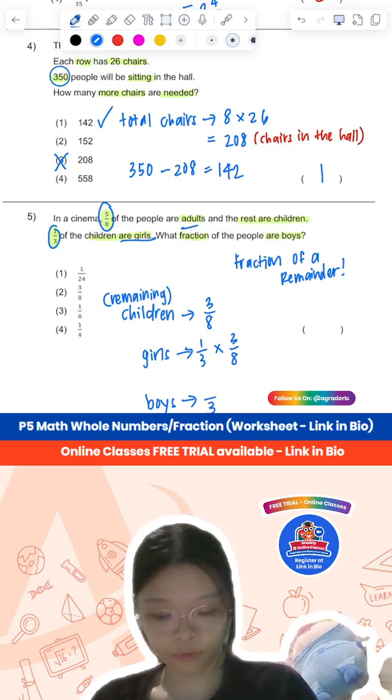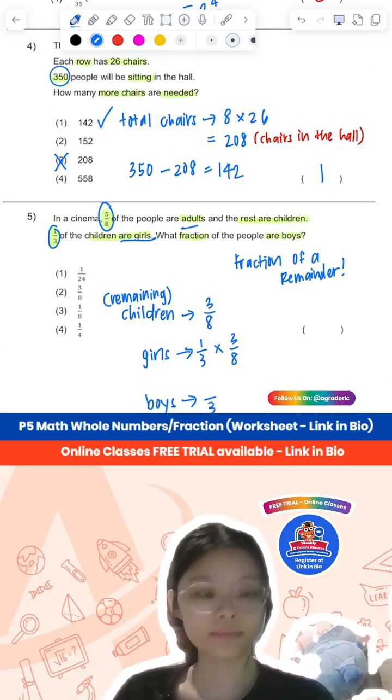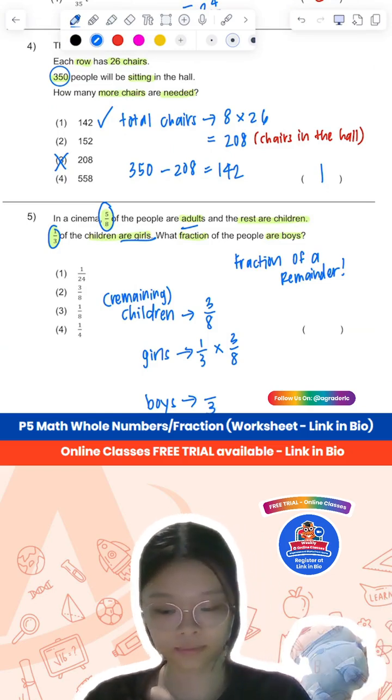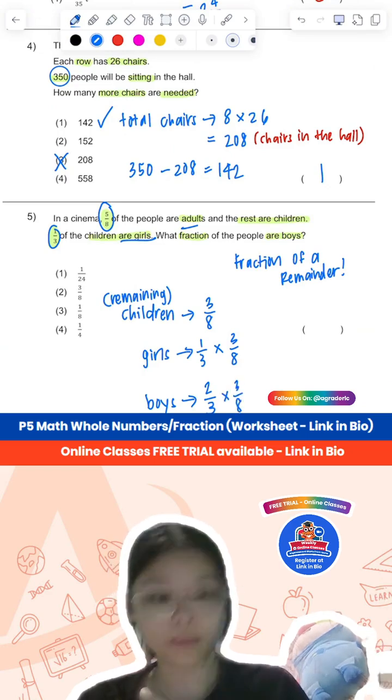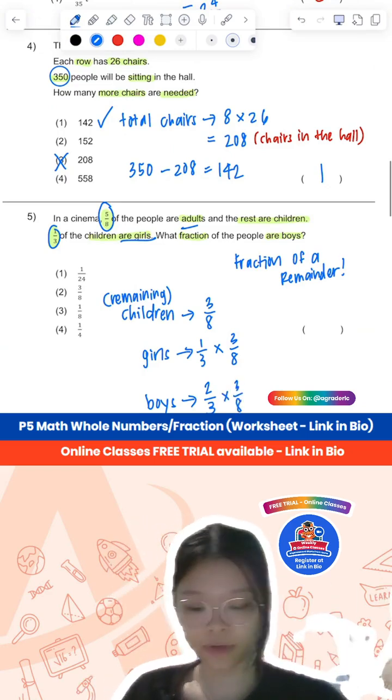What out of 3 would be the boys? It will be 2 out of 3, okay? And that will be the boys, okay? Yes, Maverick, 2 out of 3.